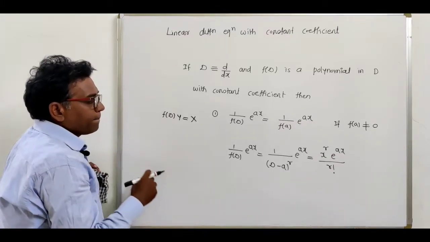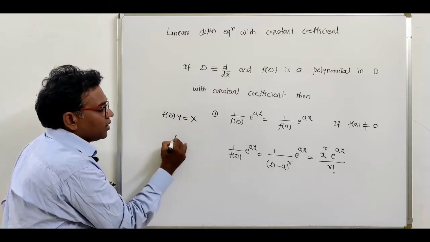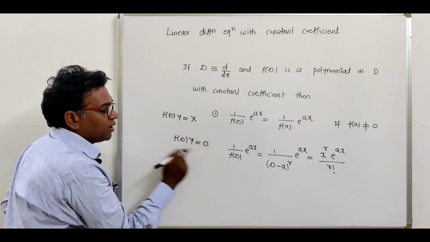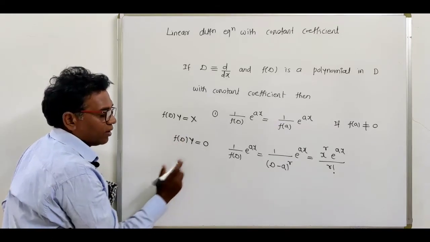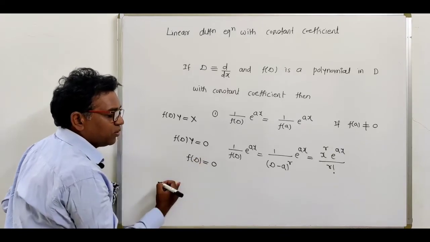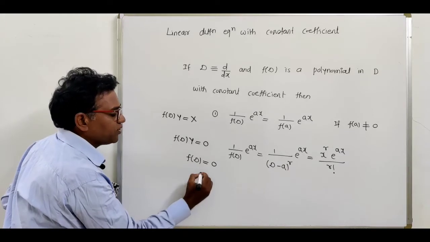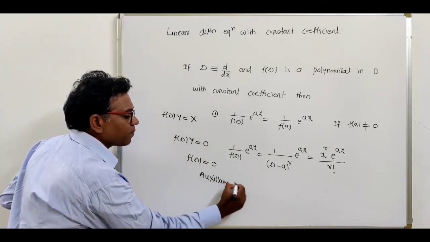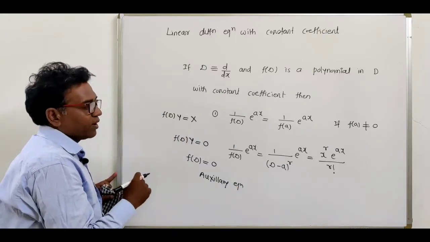Now see, if this right hand side is equal to 0, then the equation of the form f(D) y equal to 0 is called the associated equation. And if you take this differential coefficient and equate it to 0, then the equation of the type f(t) equal to 0 is called the auxiliary equation. Now we have seen these three definitions in the previous video.